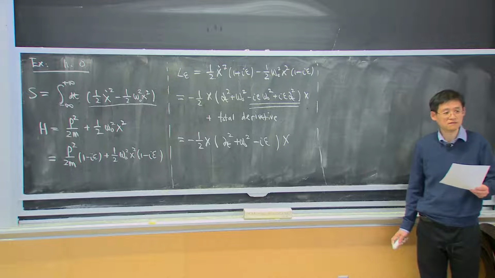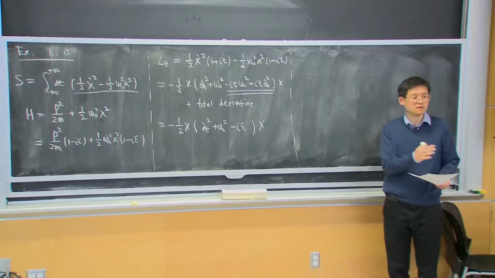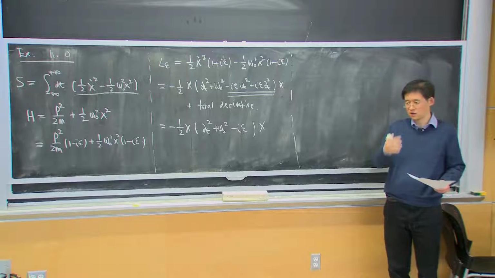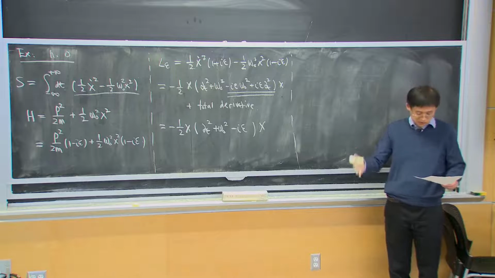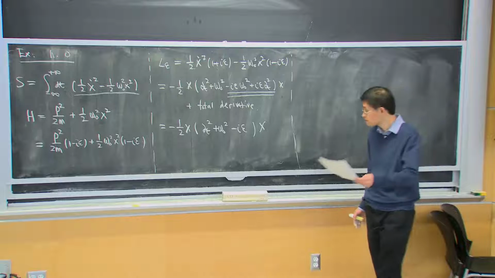Good. Is this clear? Any positive thing multiplied by epsilon still gives you epsilon, because it's just a small number, so it doesn't matter.